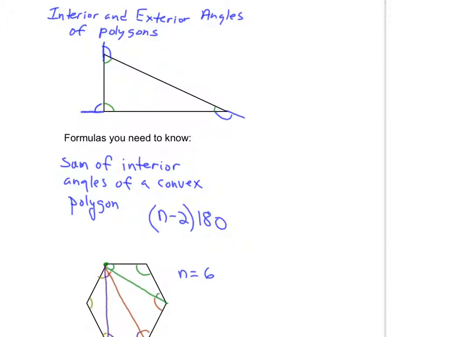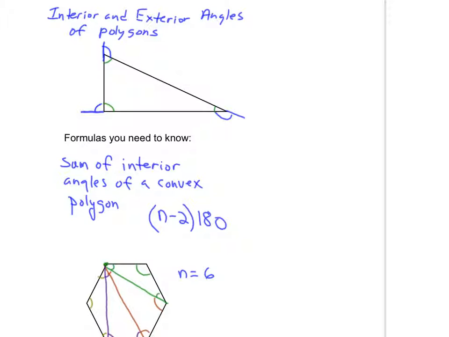Okay, this is a lesson on interior and exterior angles of polygons. What I've drawn here is a triangle that I've extended the segments past the vertices of the triangle, and this ends up displaying the exterior angles. The green angles are the interior angles, and you'll notice that each interior angle plus its exterior angle equals 180. So that's one thing that's very important.